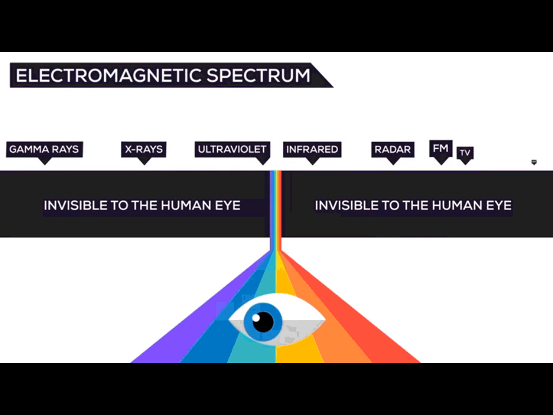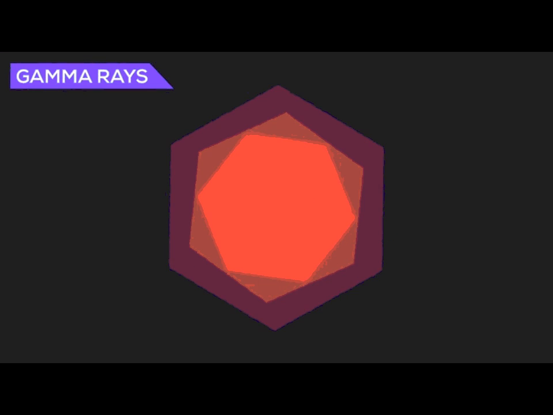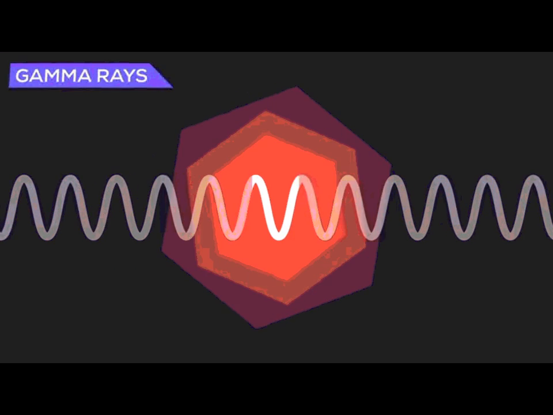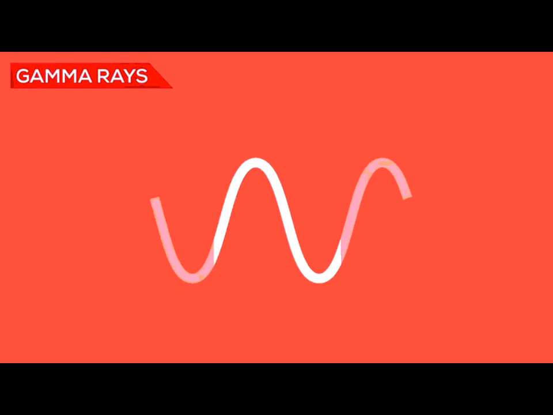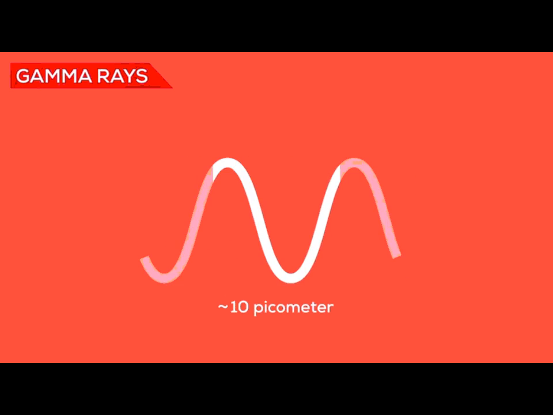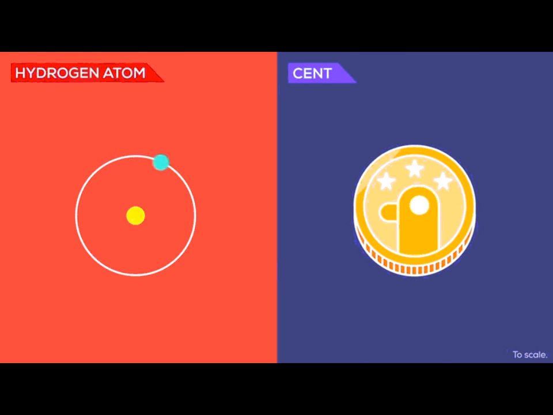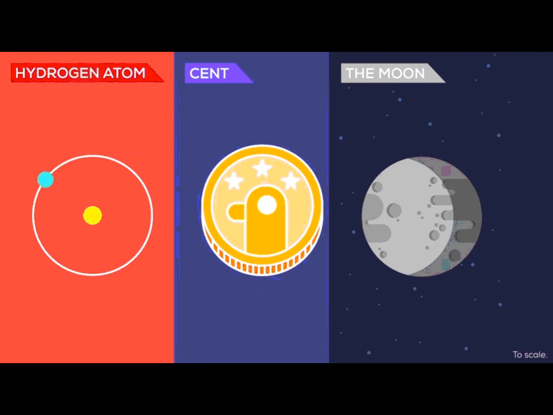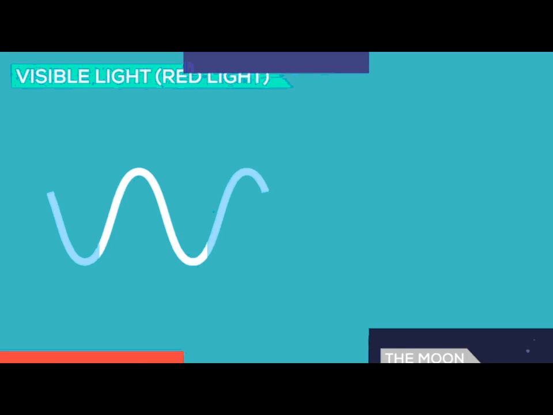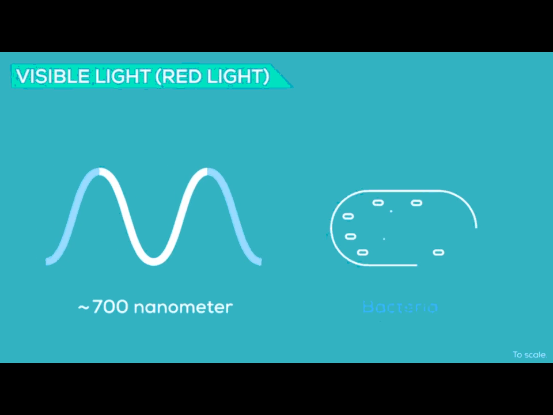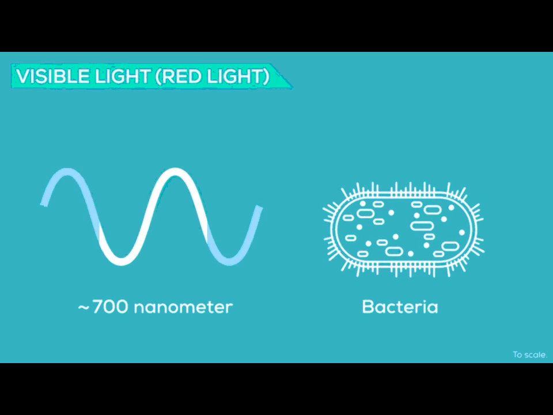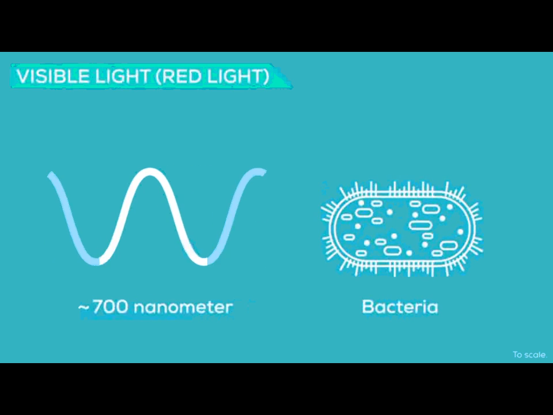Electromagnetic radiation consists of an enormous range of wavelengths and frequencies. Gamma rays have the smallest wavelengths because they're the highest energy photons, but most gamma rays are just under 10 picometers, which is still way smaller than a hydrogen atom. For reference, a hydrogen atom compared to a cent is about as big as a cent compared to the moon. Visible light is in the middle of the spectrum, in the range of about 400 nanometers to 700 nanometers, about the size of bacteria.